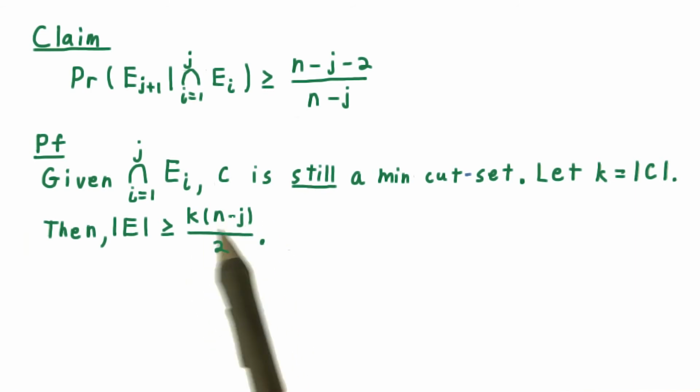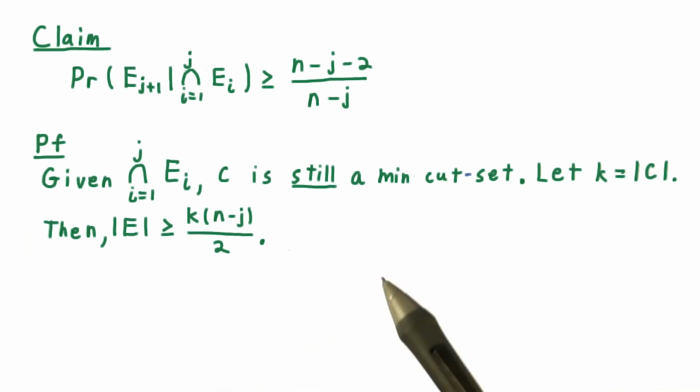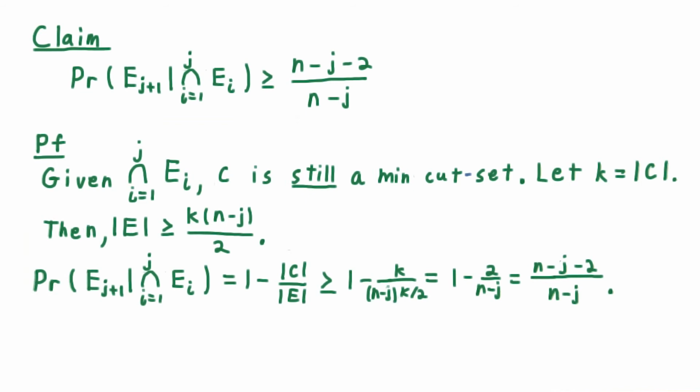The n minus j now comes from the fact that there are only n minus j vertices left after the j iterations. With the same argument as before, we have that the probability of avoiding C in the j plus 1th iteration, given that no edges in C have been chosen yet, is at least n minus j minus 2 over n minus j, which was what we were trying to show.